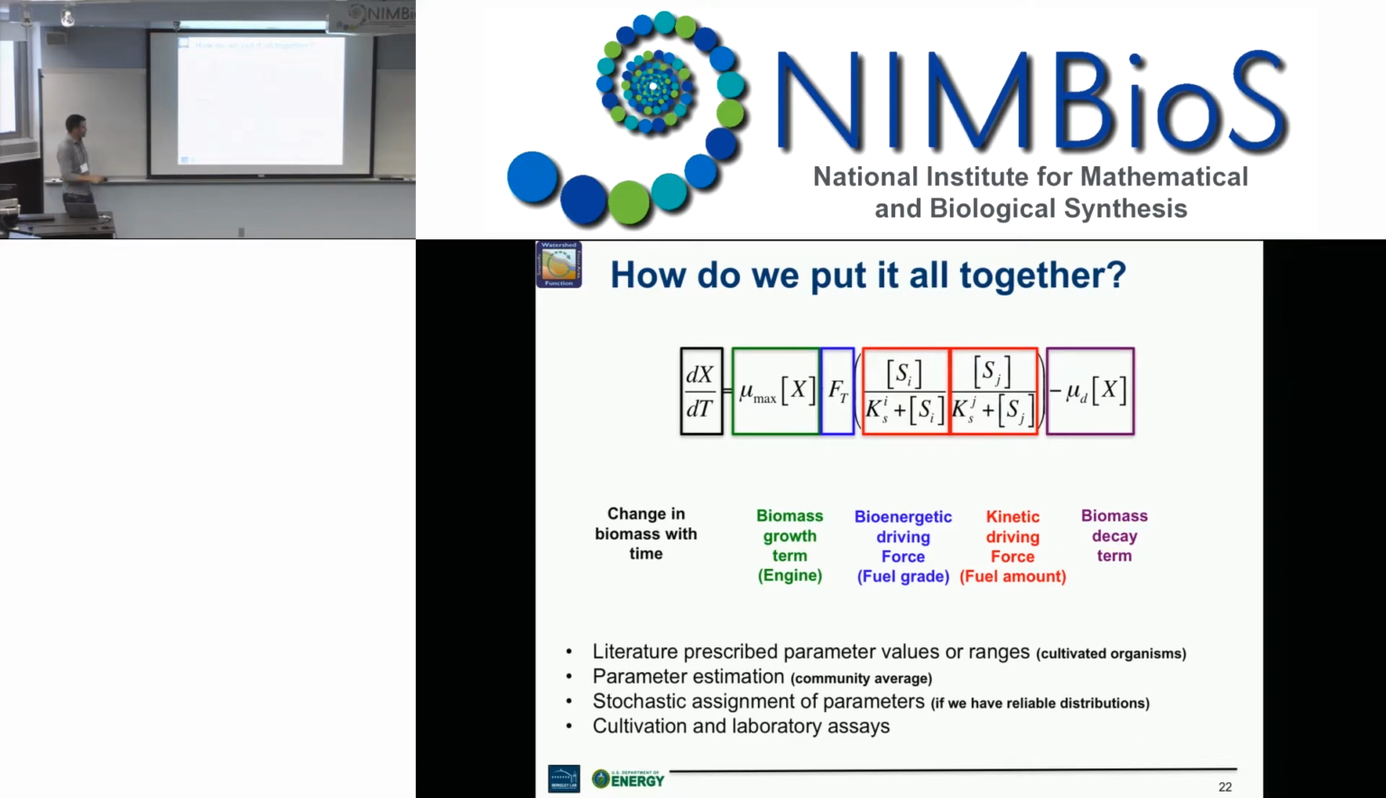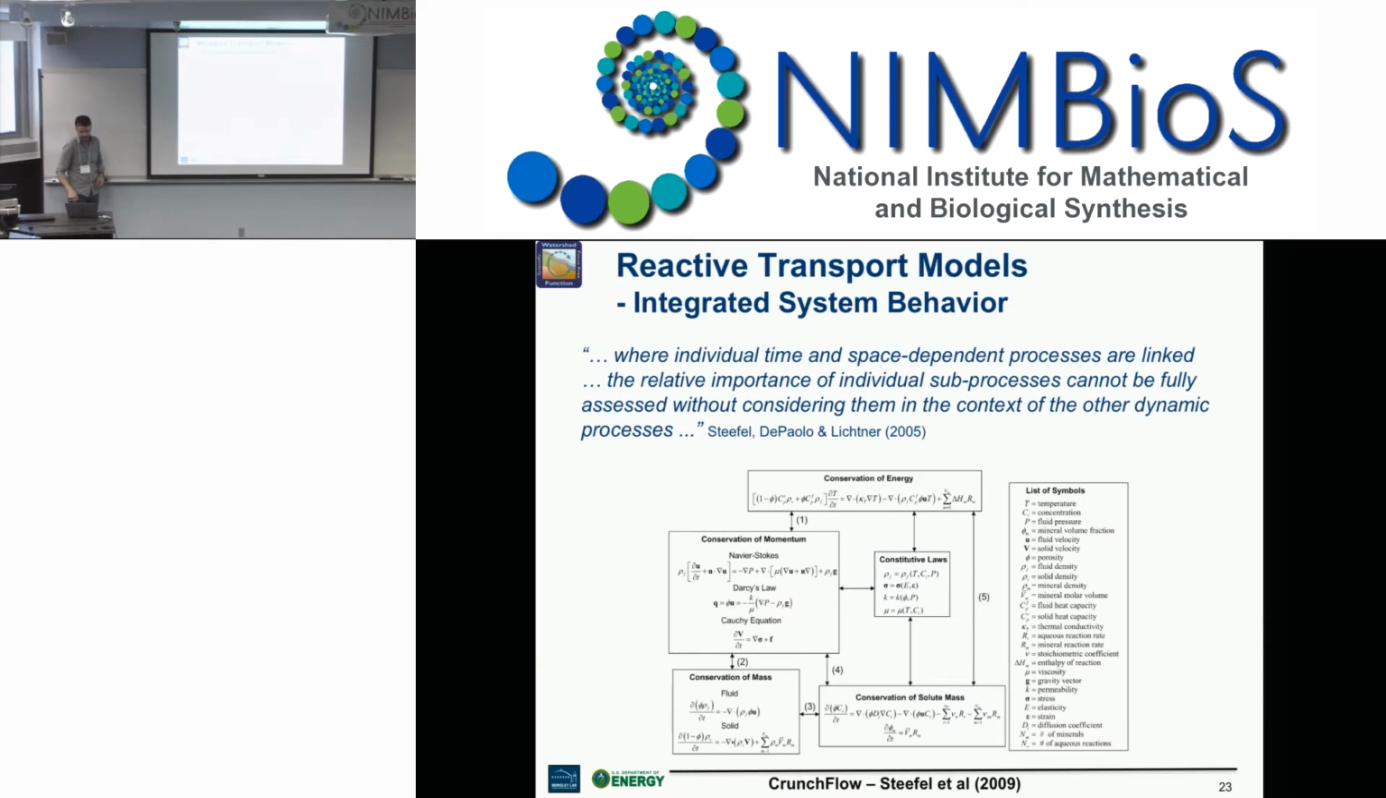So where do we get the parameters for this? Well, we can go dig the literature to find relevant organisms. That's always the place to start. We can do parameter estimation. We can take a community average and assume a distribution and sample from that. If we have a good distribution, we can do stochastic assignment of parameters. Or if we can isolate organisms, we cultivate and we do assays and we measure these things ourselves.